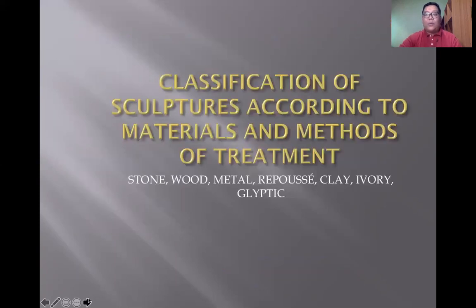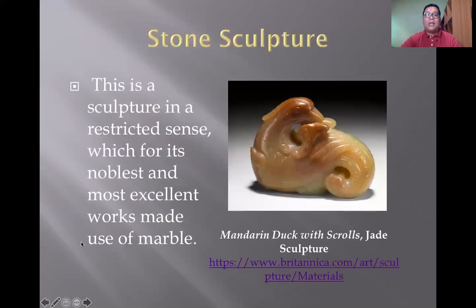And then we also have different classifications of sculptures according to materials and methods of treatment. It depends if it is stone, wood, metal, repoussé, clay, ivory, and glyptic. So let's begin with the common one, the stone sculpture. This is a sculpture in a restricted sense, which for its noblest and most excellent works made use of marble. So when you say stone sculpture, the very common, yet the most difficult material to be used is marble.